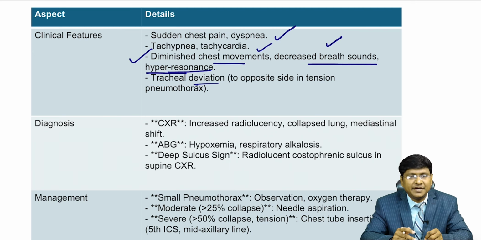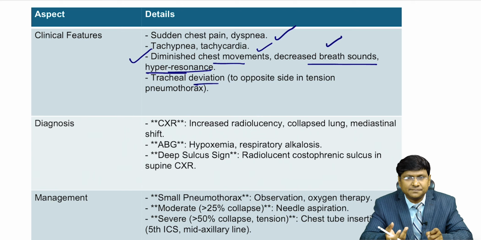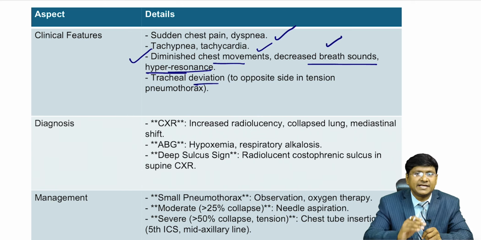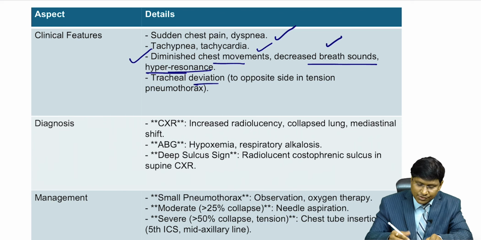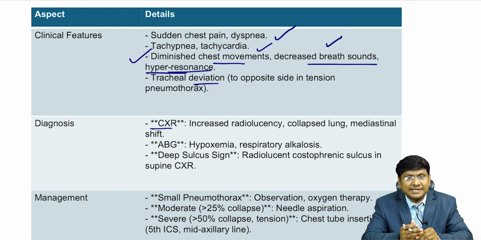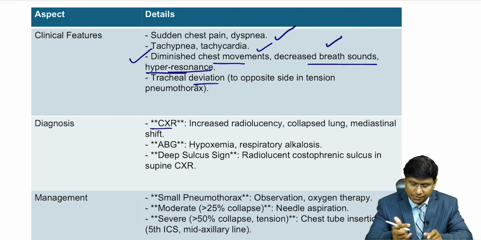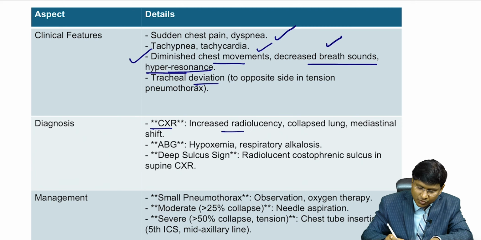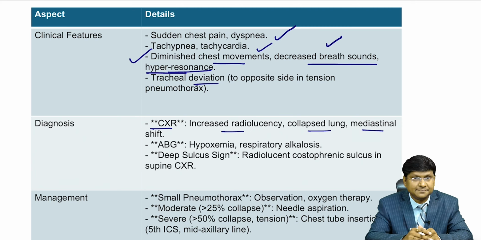Then the trachea will be deviated to the opposite side because the lung is collapsed. The mediastinal pressure is elevated, that will push the mediastinum to the opposite side, right? So the trachea is deviated. So in pleural effusion and pneumothorax, in both of these scenarios, the trachea is deviated to the opposite side. And the chest x-ray will show increased radiolucency, due to excess amount of air. Trachea is shifted to the opposite side, and there will be hyperresonant percussion note. Okay, so increased radiolucency, collapsed lung, and mediastinum being shifted.